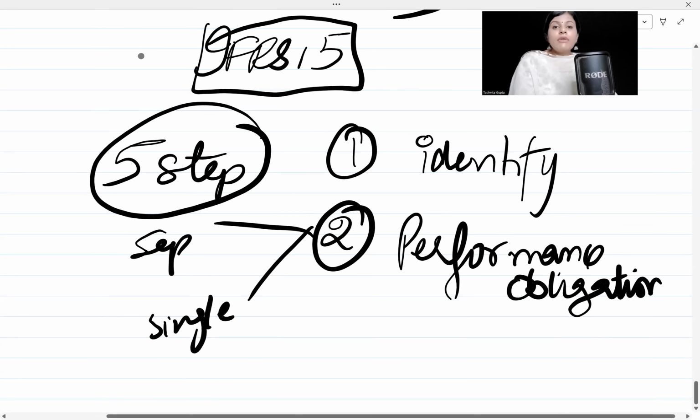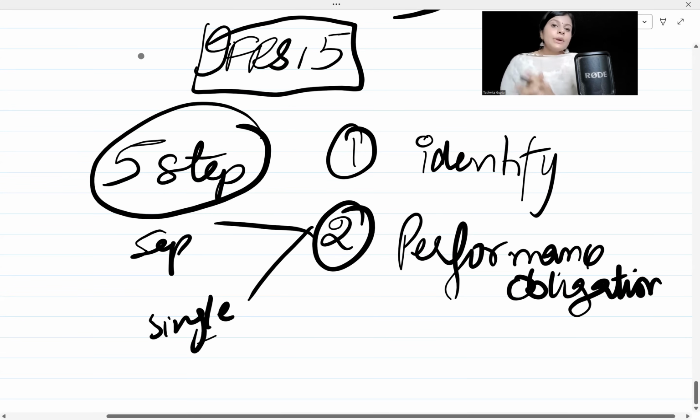So if delivery of one performance obligation is dependent upon the delivery of a second, then they're not distinct. And if they're not distinct, they can't be considered separate performance obligations, right? So it's a single performance obligation.